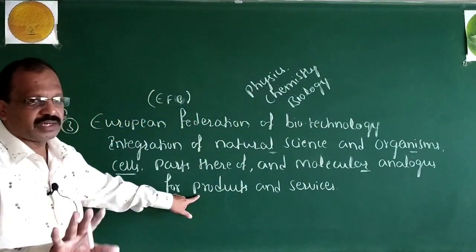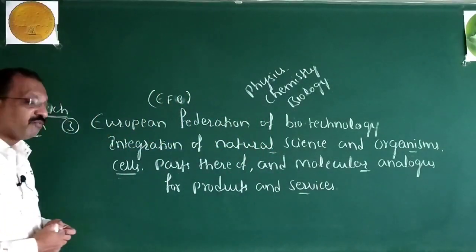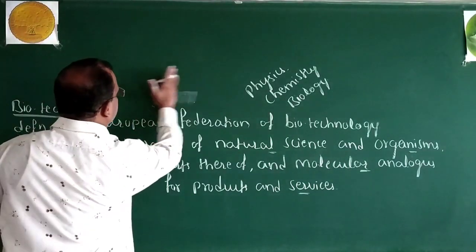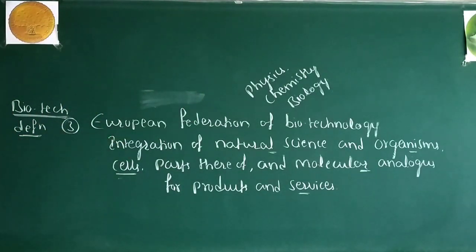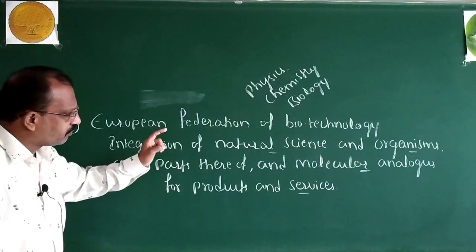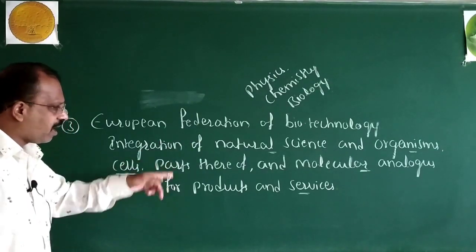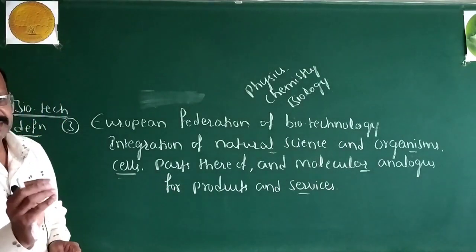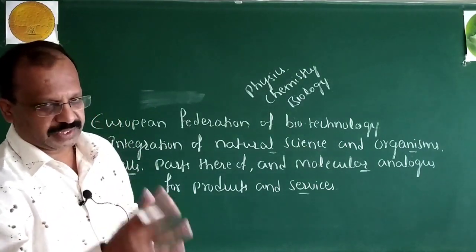For products and services, you have already come across many. So out of the four definitions, better you remember the third one. According to European Federation of Biotechnology, it is an integration of natural science and organisms, cells, parts thereof, and molecular analogues for products and services. Next is principles of biotechnology.